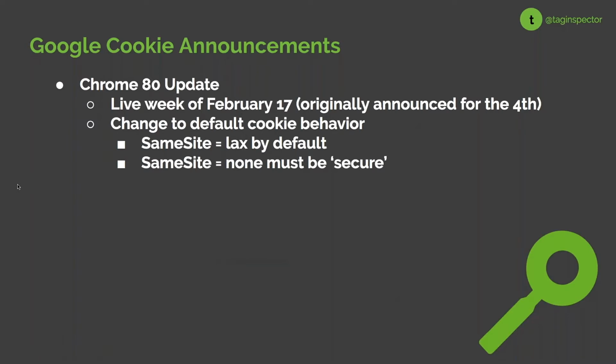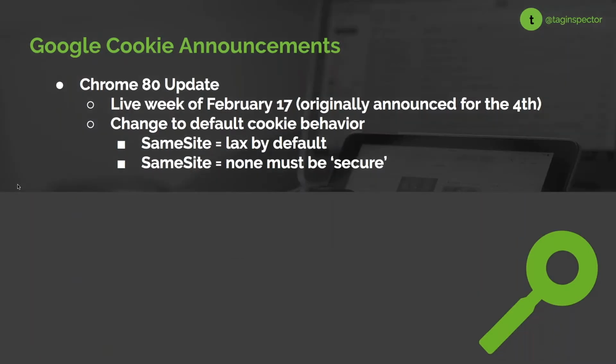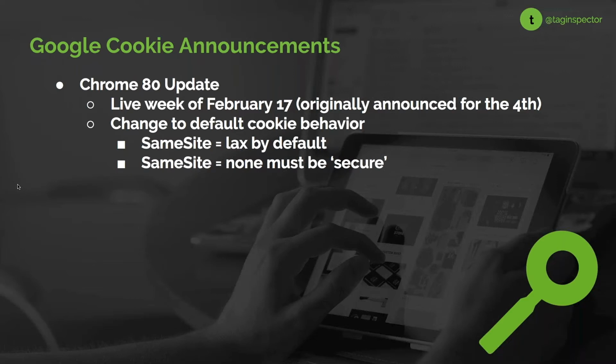So the first one is a technical limitation. In the Chrome 80 updates, originally this was announced to be going live on the 4th of February. That was pushed back a little bit, and as of now, it's rolling out this week, the week of February 17th, 2020. These updates are going to be rolling out across updated Google Chrome browsers. And what this update does is it changes the default cookie behavior.